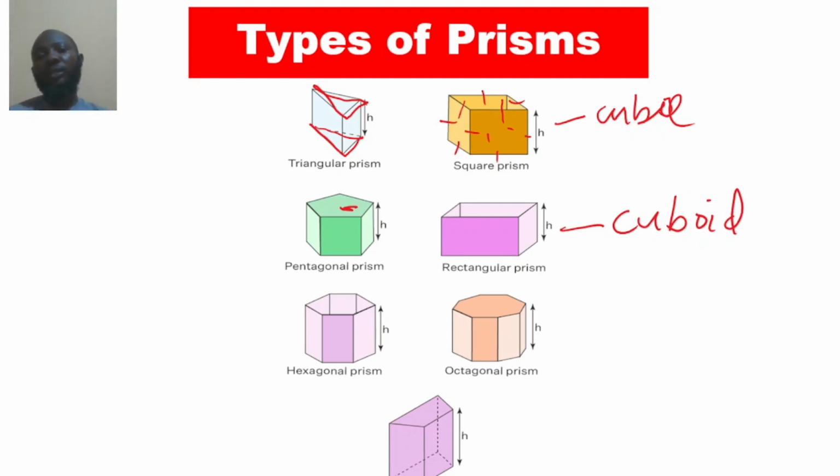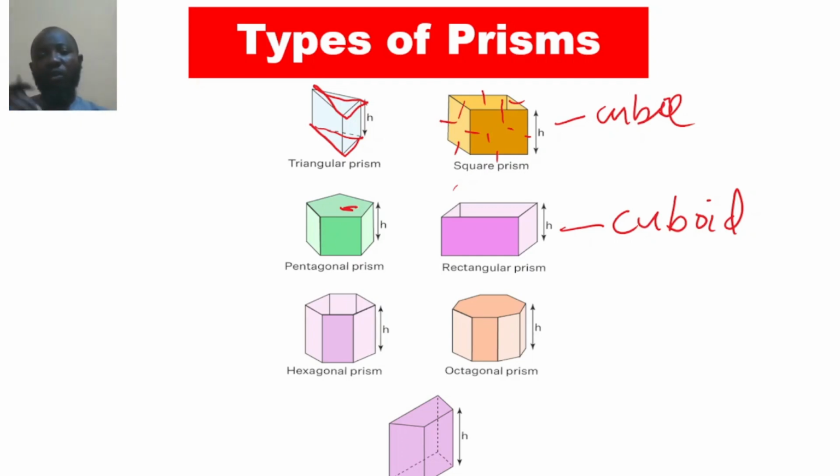So you can see the top is in form of a rectangle, while the base will also be in form of what? Rectangle. So that is why it's called a rectangular prism, and it's also referred to as a cuboid. Then we have the hexagonal prism. That means it has 6 sides at the base and 6 sides are shown, a 6-sided shape at the base and a 6-sided shape at the bottom as well.